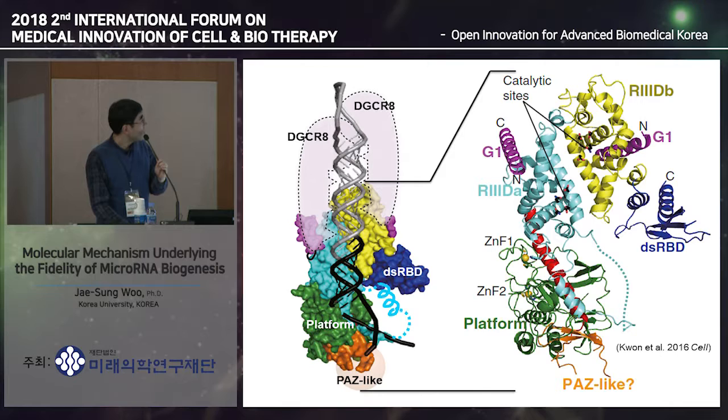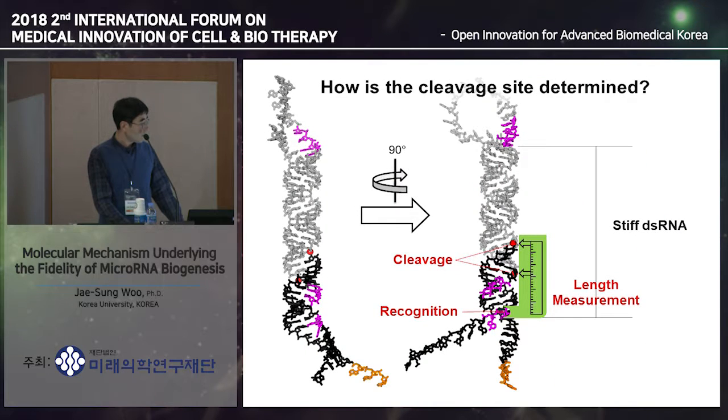So we also determined the crystal structure of DROSHA, and based on the structure, we specified a more detailed microprocessor model. By this model, we now understand where all the sequences and functional domains are relative to the sequences. But it is still unclear how the cleavage site is determined by this complex.